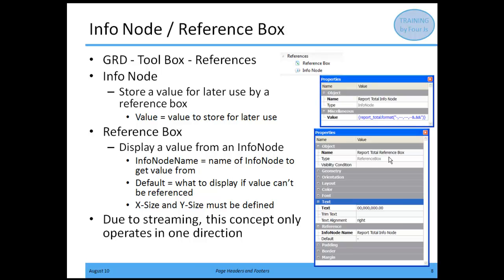In this report total reference box, I need to specify what info node is displaying. The name I enter here in the info node name is going to match the name that I provided for the info node. Now, due to streaming, this concept is only going to work in one direction. You're going to be able to save the value of the previous values that had been sent across, but only that first iteration of previous values.